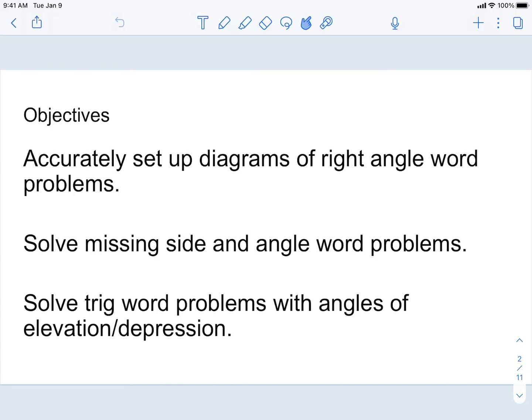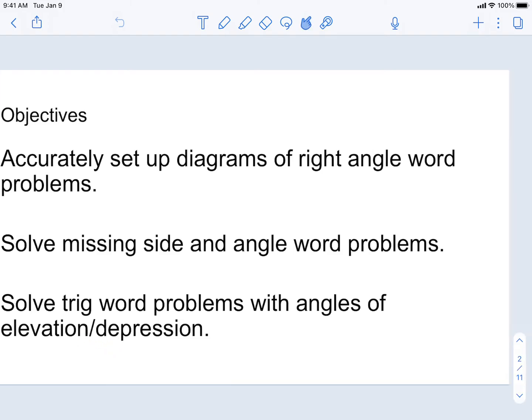Alright, so some of the things we're going to be doing, a lot of this is going to be based on setting up a diagram, so drawing a picture of the right triangle and getting the numbers in the right spots. Then your standard solving missing angles and missing sides, and then also kind of a special case for word problems, angles of elevation and depression. So we'll learn about what those are.